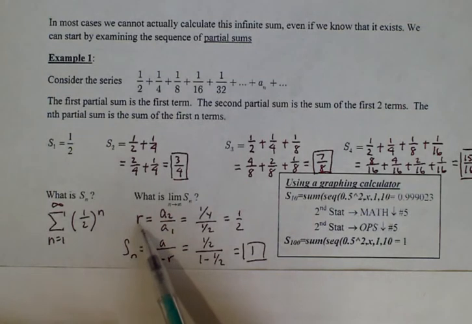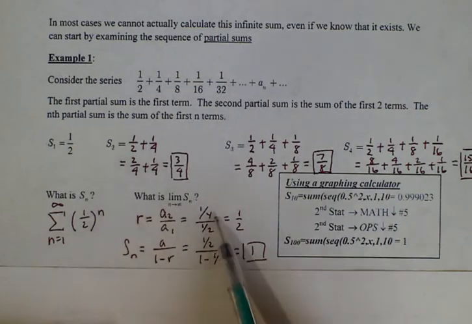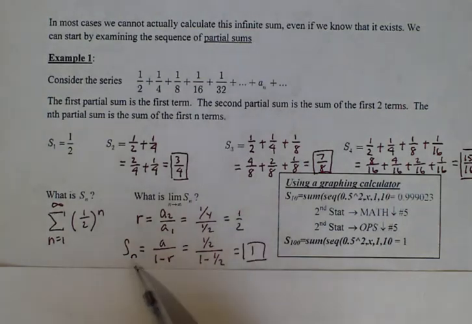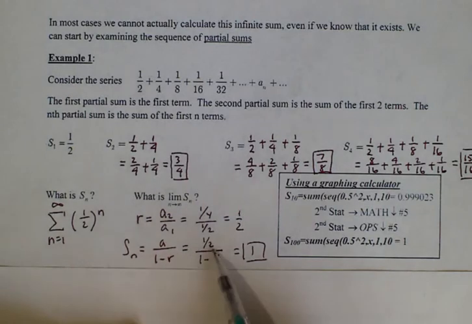The common ratio is the second term a sub 2 divided by a sub 1. And so the second term is 1/4 over 1/2, and that is 1/2. So the sum is going to equal a over 1 minus r, and that is equal to 1/2 all over 1 minus 1/2, and that is equal to 1. And so we'll talk more about how you get this. There's actually a way that you could prove this.